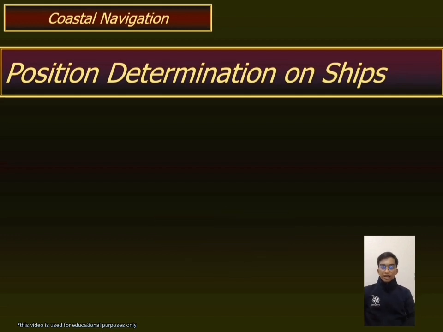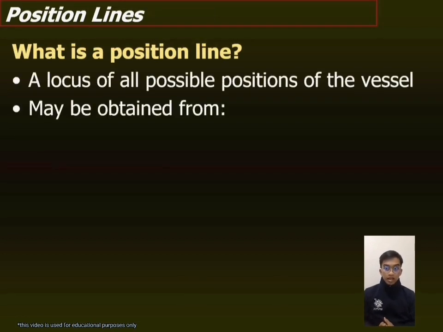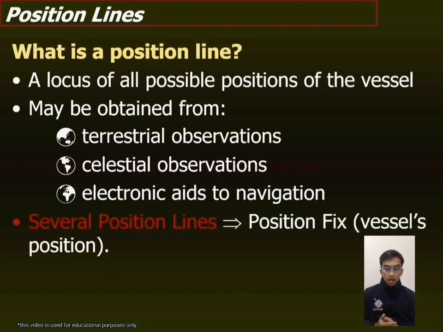And for today's topic, for coastal navigation, we will be talking about position determination on ships, where we primarily focus on the usage of position lines and position circles. To plot the position of the ship at sea, a position line is a locus of all possible positions of the vessel, and position lines can be derived from terrestrial observations, from celestial observations, and also from electronic aids to navigation.